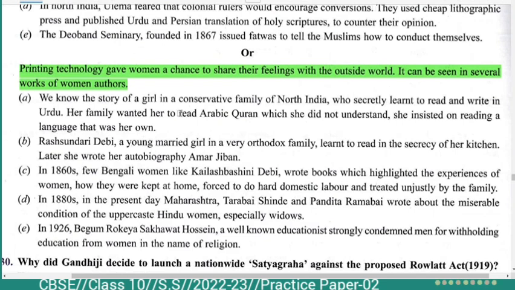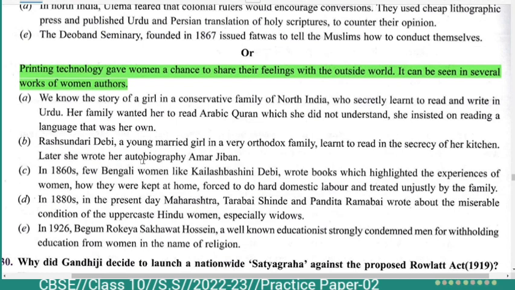We know the story of a girl in a conservative family of North India who secretly learned to read and write in Urdu. Her family wanted her to read the Arabic Quran, which she did not understand. She insisted on reading a language that was her own.